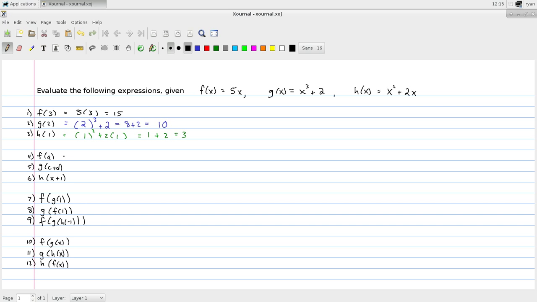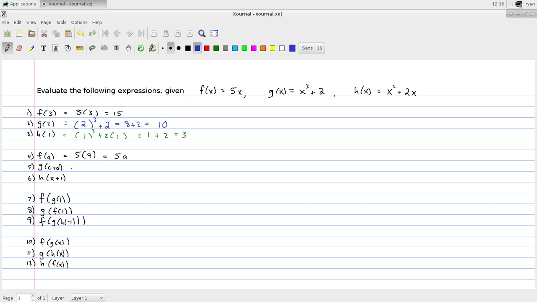Number 4, f of a. This says we go to the f function, and every place we see an x, we're going to replace it with a. So instead of 5 times x, we have 5 times a, and there's not really anything we can do to simplify this, although we could write it without parentheses as 5a.